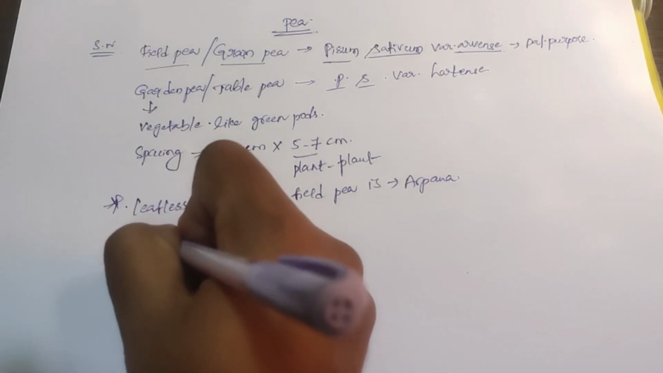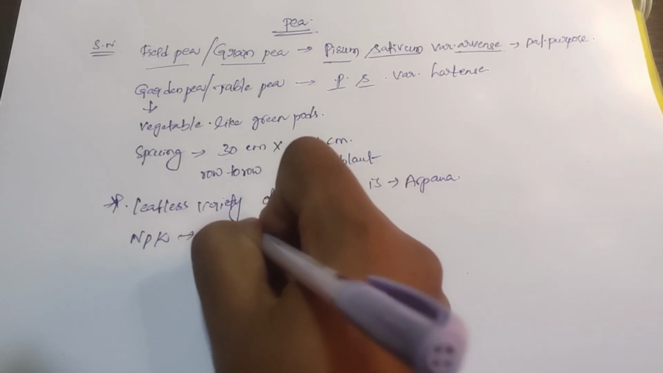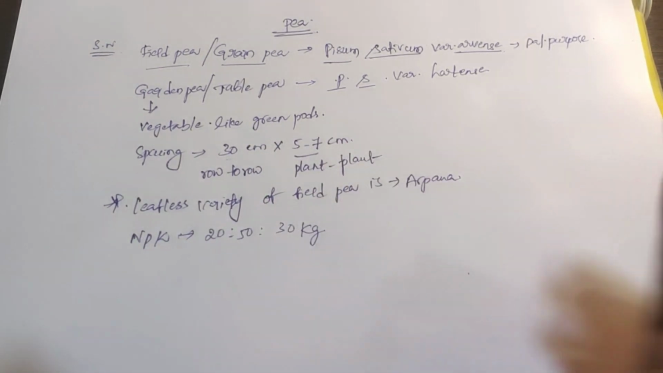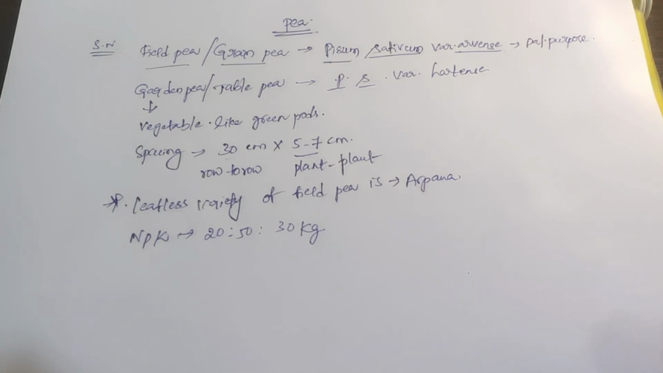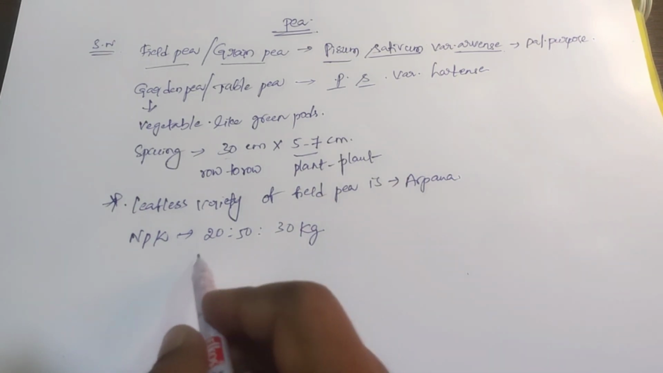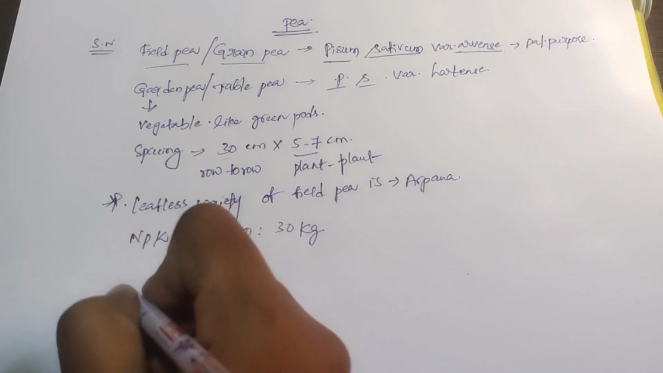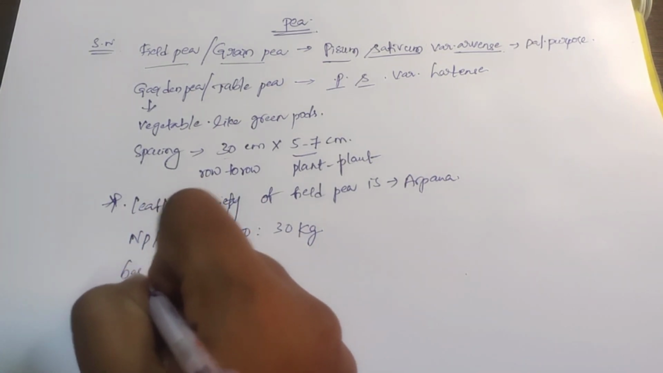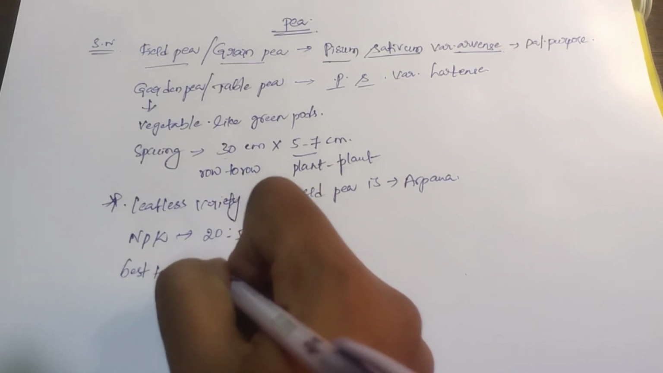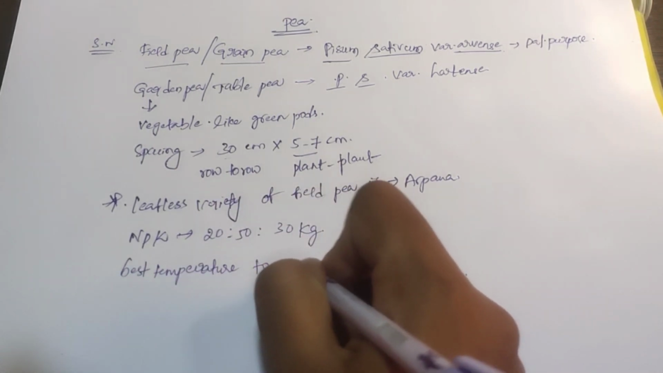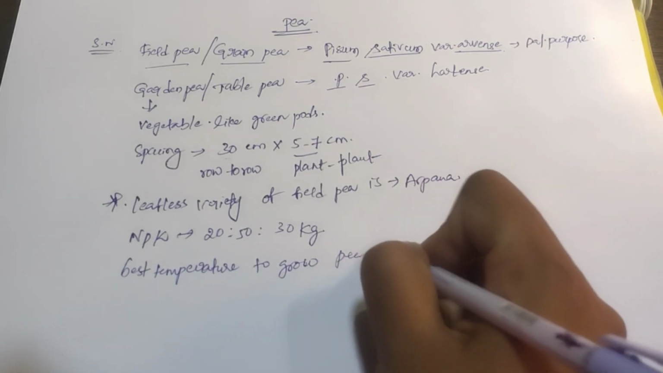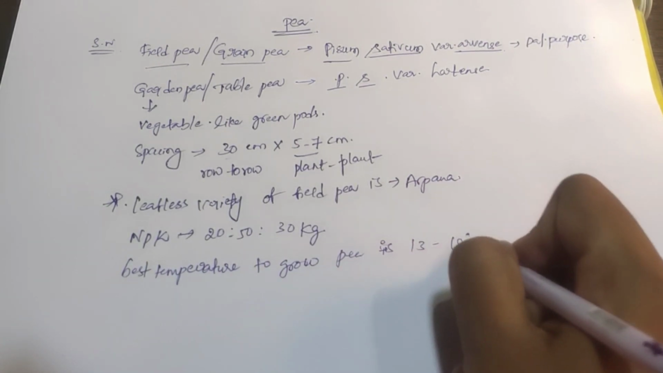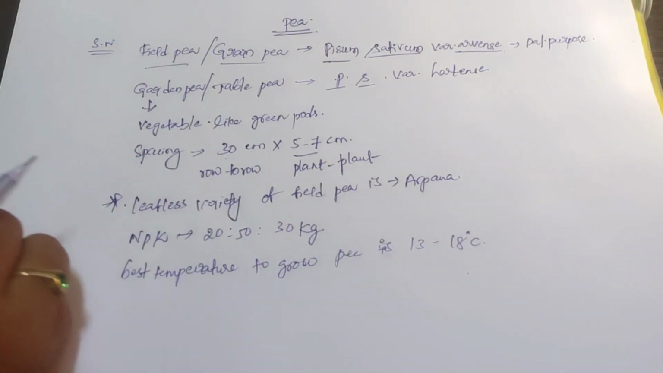The fertilizer recommendation is 20, 50 and 30 kg. As you all know, in the crops belonging to Leguminosae, we use a lesser dose of nitrogen because they fix atmospheric nitrogen with the bacteria Rhizobium. So we recommend a less dose of nitrogen. The best temperature to grow pea is 13 to 18 degrees Celsius. This is the best temperature to grow pea crop.